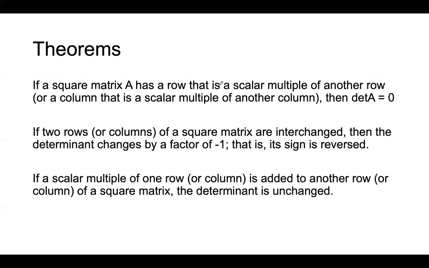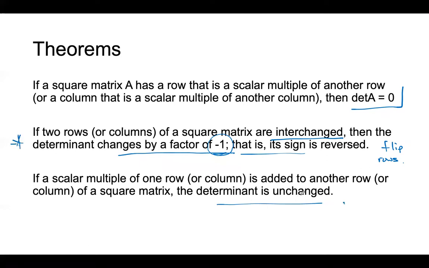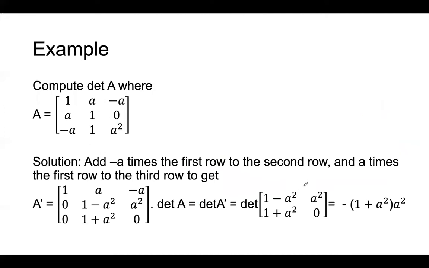If a square matrix A has a row that is a scalar multiple of another row, or a column that is a scalar multiple of another column, then the determinant of A equals 0. If 2 rows or columns of a square matrix are interchanged, then the determinant changes by a factor of -1. So when we flip rows or columns, this factor of -1 comes out. If a scalar multiple of one row or column is added to another row or column of a square matrix, the determinant is unchanged. This one is a little unusual, so we'll see some examples.